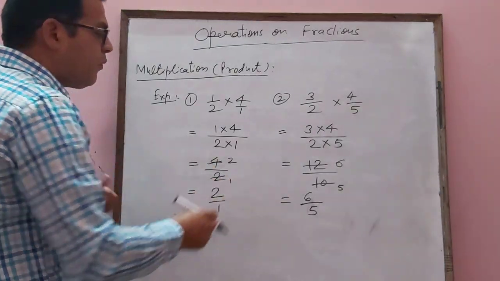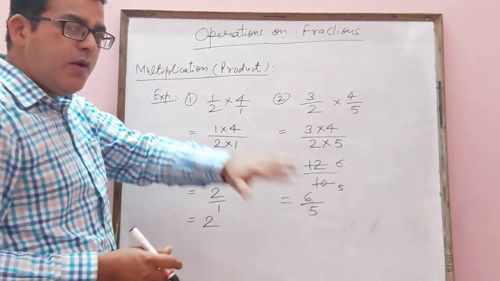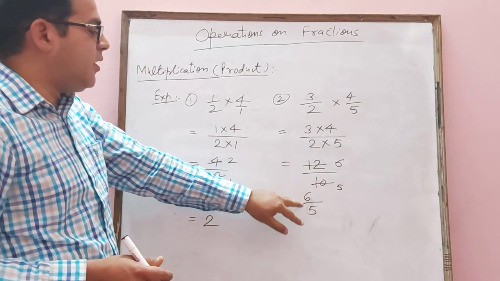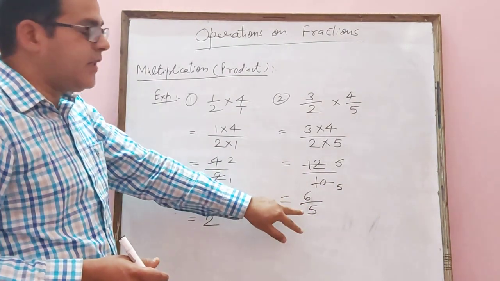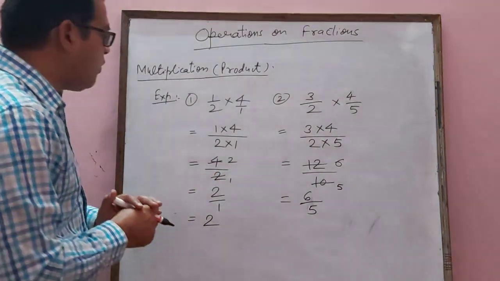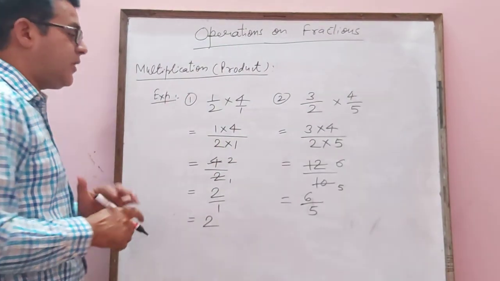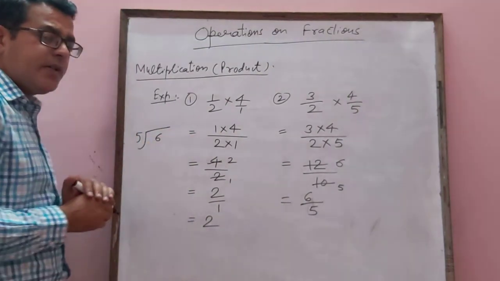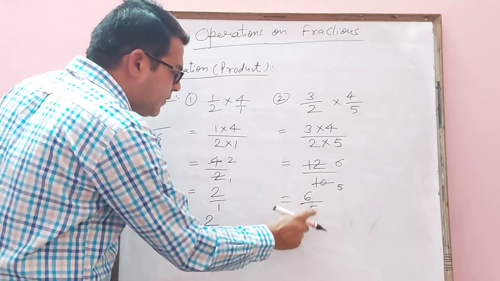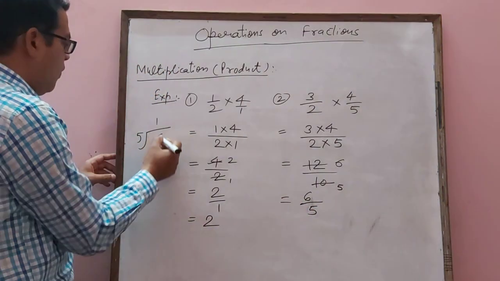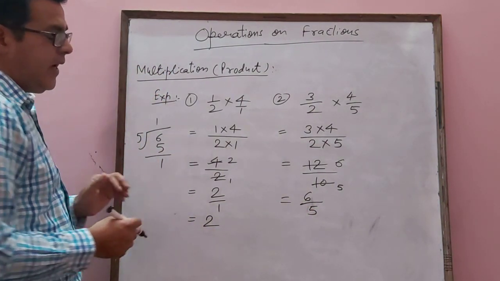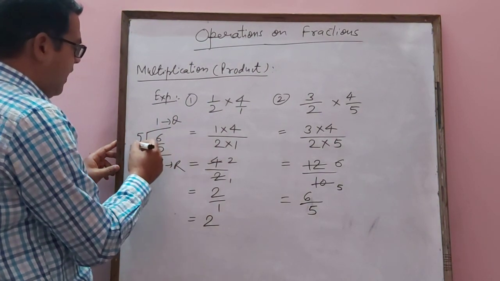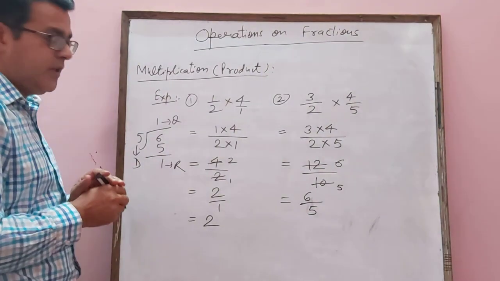So 6 upon 5 is improper. You know why it is improper? Because the denominator is less than the numerator. That's why it is improper. So we need to convert this improper into mixed. How can we convert it? So many times we have discussed this. You need to divide this 6 by 5. One time it is divisible, and the remainder is 1. This 1 is the quotient, this is the remainder, and this 5 is the divisor.